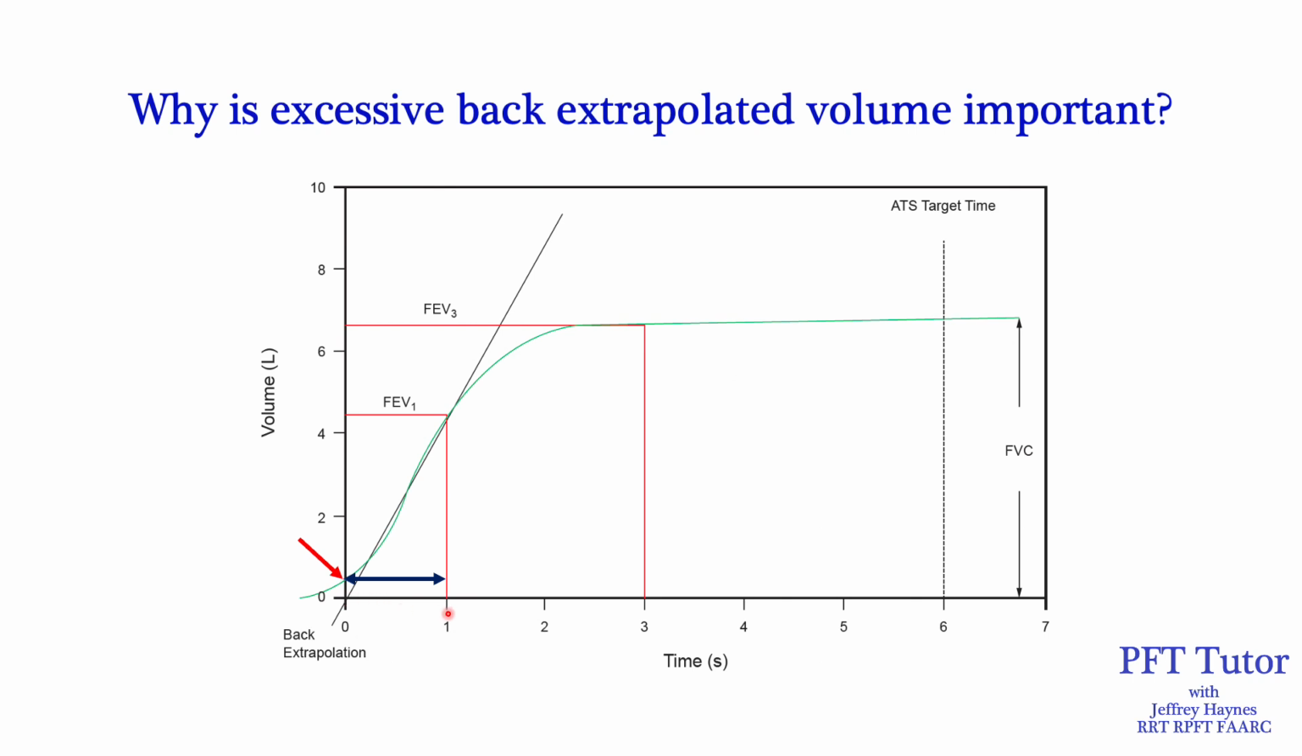However, the red arrow shows that this volume of air was exhaled. Volume is measured vertically here. This volume of air was exhaled before time 0 began, and that will make the FEV1 falsely high.